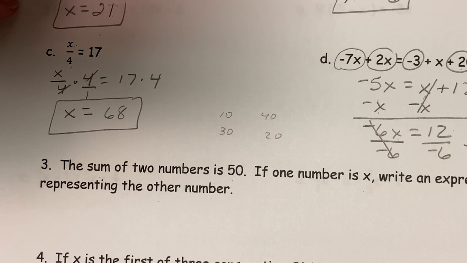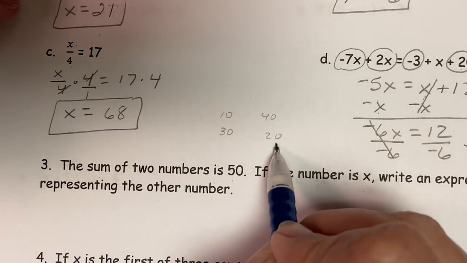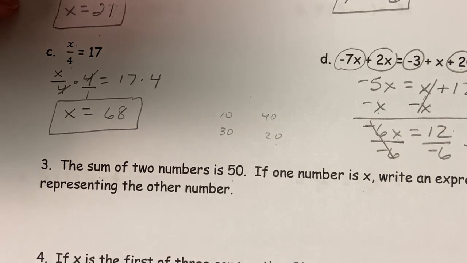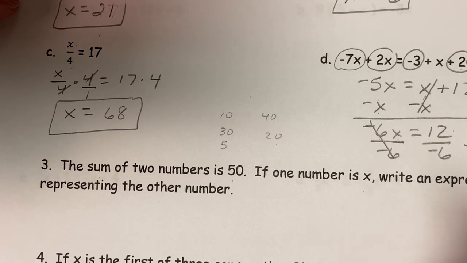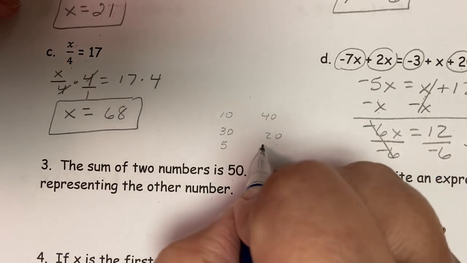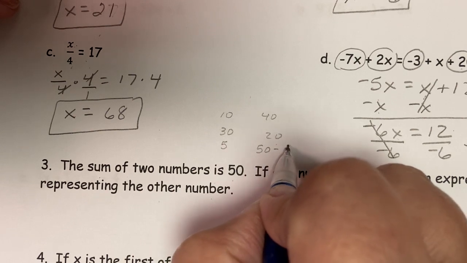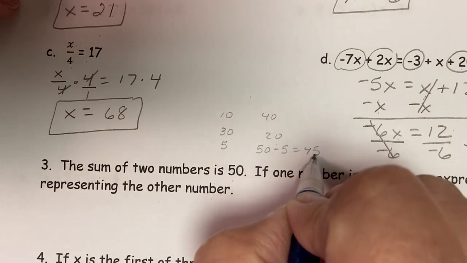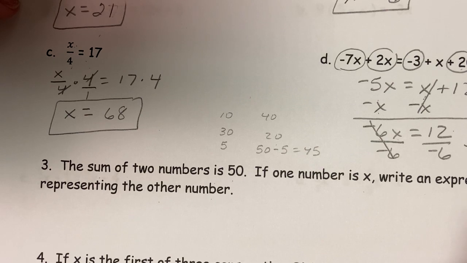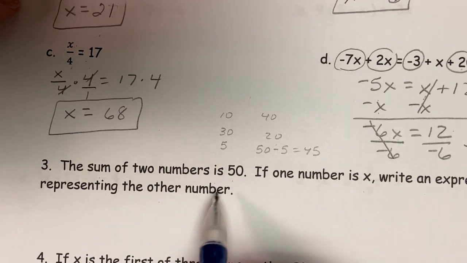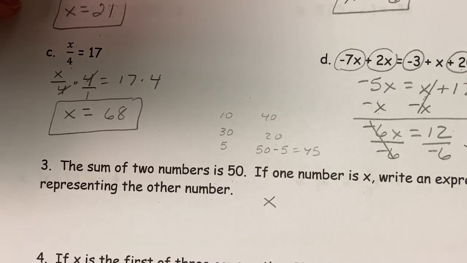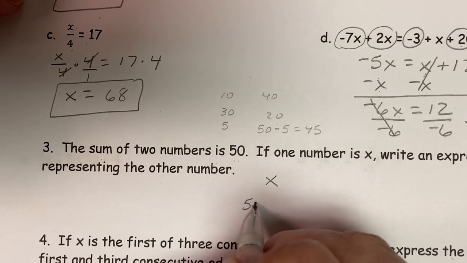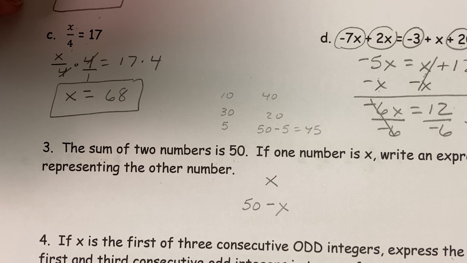So the question is, how are you getting these other numbers? Let's do one more. Let's say that I tell you that the sum of 2 numbers is 50, and if I tell you one of them is 5, what's the other one? Well, you're getting the other one by taking 50 minus 5, which is 45. So if the sum of 2 numbers is 50, and one of them is x, the other number is going to be 50 minus x.